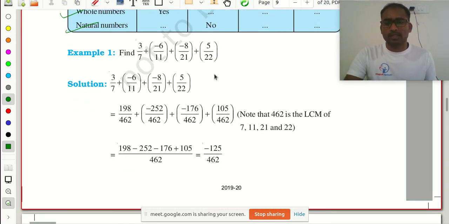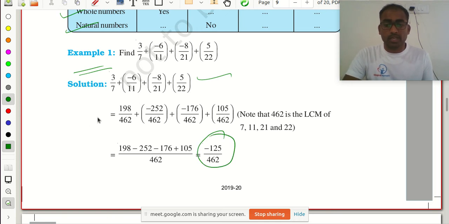So these are just basic examples of how to calculate the sum of rational numbers. You know how to add two rational numbers, right? Please respond. Yes, sir. Yes. So you can do addition with this process, this example. Is this answer right? Can you check in your notebook?